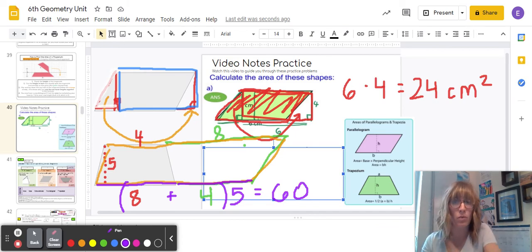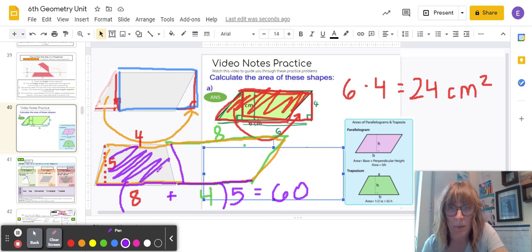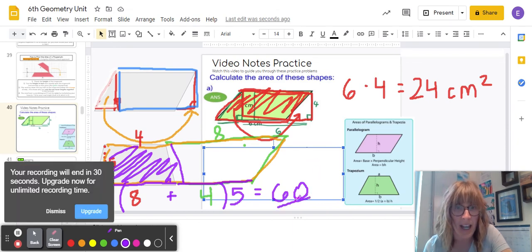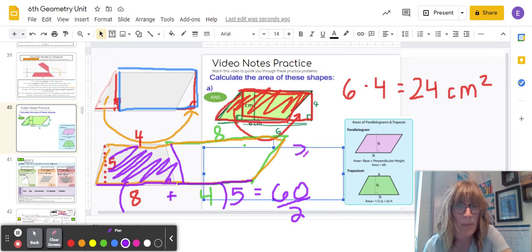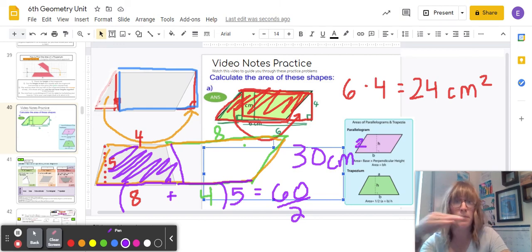But we don't want the whole parallelogram, we just want half, because we want this specific portion before we doubled it to get the parallelogram. We want just this specific piece of this trapezoid. So we're going to end up dividing it in half. And so we know that the area of this trapezoid here is 30 centimeters squared. We've multiplied 2 dimensions, a base and a height, together.